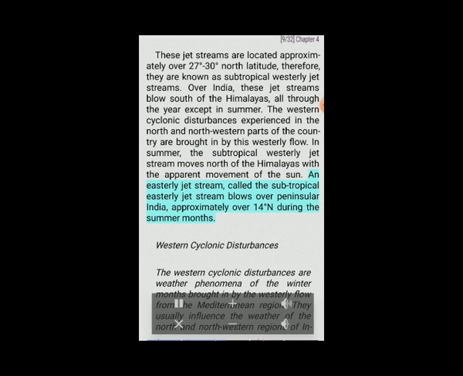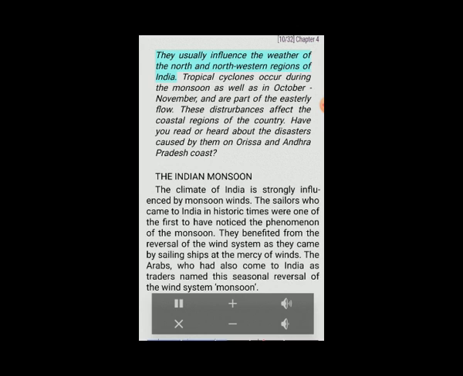An easterly jet stream, called the subtropical easterly jet stream, blows over peninsular India, approximately over 14 degrees north, during the summer months. Western cyclonic disturbances. The western cyclonic disturbances are weather phenomena of the winter months brought in by the westerly flow from the Mediterranean region. They usually influence the weather of the north and northwestern regions of India.